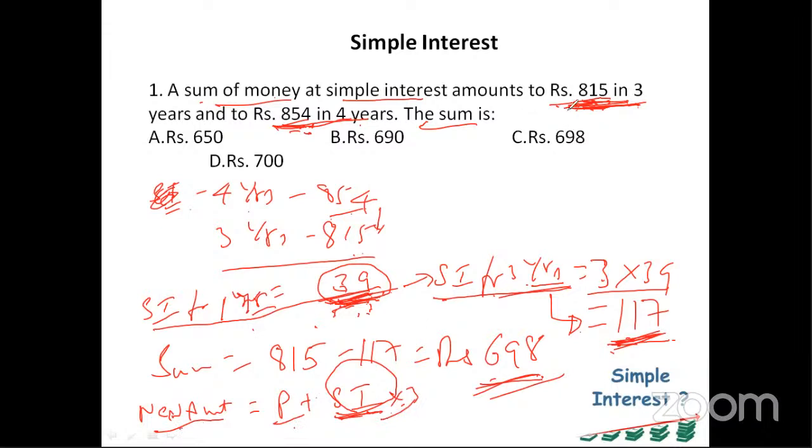Then the new amount is already given here. New amount is given as 815 after 3 years. So we substituted this new amount 815. Then the simple interest came to this side, it became minus 117. We got our principal amount 698. I hope this is clear now. Is it clear, Hamdan Khan?